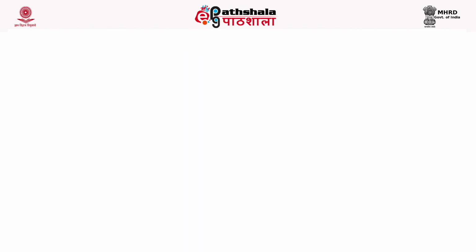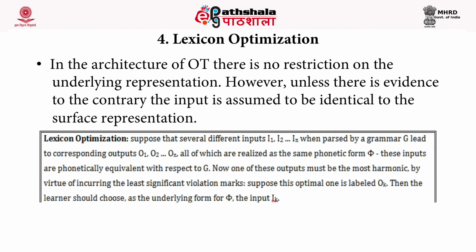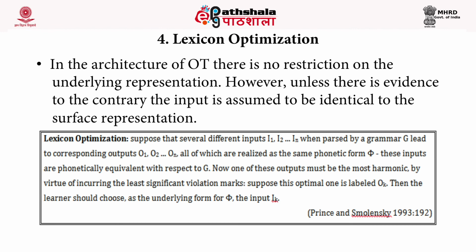Then we move forward to lexicon optimization. What does lexicon optimization say? In the architecture of OT, there is no restriction on the underlying representation. However, unless there is evidence to the contrary, the input is assumed to be identical to the surface representation. It says that you cannot posit anything as the input unless there is contrary evidence to it. So when you do not have any evidence to the contrary, the input that is closest to the output should be taken as the input.